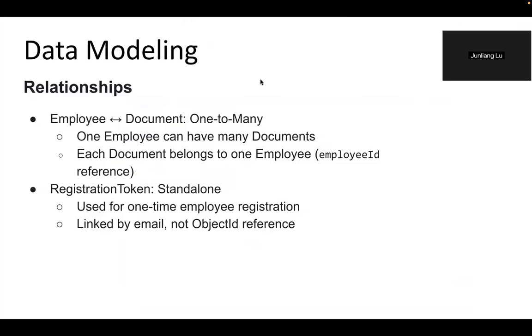The relationship for the modeling is shown here. Employee to documents is one to many. One employee can have many documents. Each document belongs to one employee by having an employee ID reference. Registration token is standalone. It is used for one-time employee registration, linked by email.